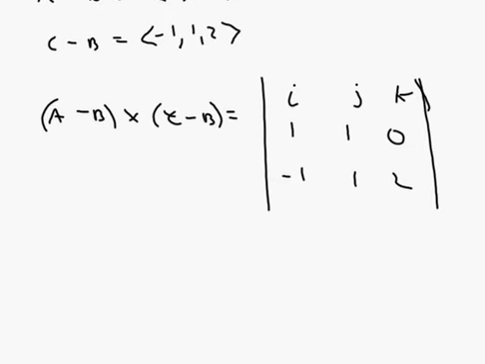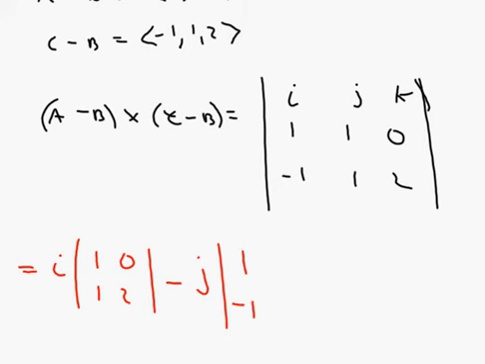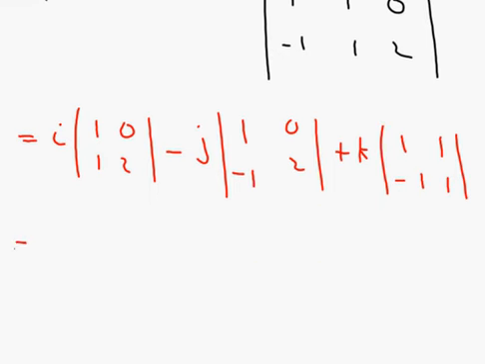Alrighty, so we're actually ready. We can finish this. Here we go. i times its minor, (1, 0; 1, 2), minus j times its minor, (1, negative 1; 0, 2), plus k times its minor, (1, 1; negative 1, 1). All right, let's finish it off. This is going to be 2 minus 0. We'll multiply those together and subtract the product of those. So 2 minus 0 is 2. That's going to be the first component of our vector.